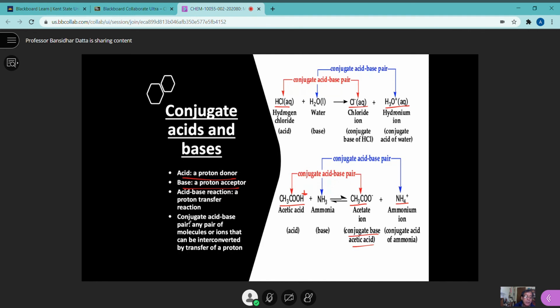A conjugate acid-base pair is any pair of molecules or ions that can be interconverted by transferring a proton. You see it right here. Everybody okay? Is there any question about conjugate acids and bases? If not, remember, this is the Bronsted-Lowry definition of conjugate acids and bases, and you must remember that.